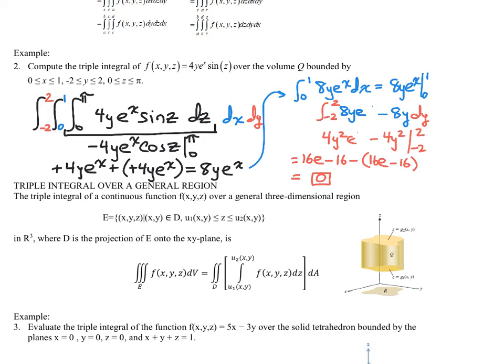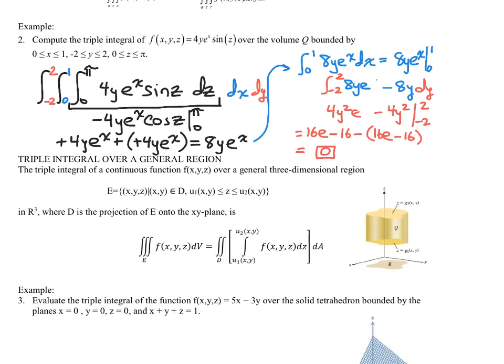Good for one of those every once in a while. Right? And all that means is that we have equal parts above the xy plane and below the xy plane. They cancel each other out. You have negative volumes and positive volumes, just like you could have negative areas and positive areas.